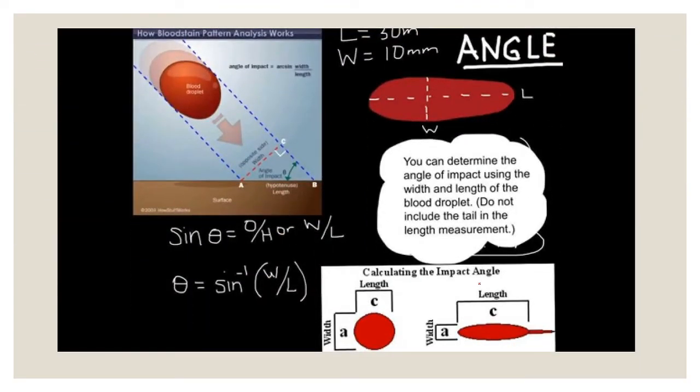And this is how we calculate the angle of impact of a spherical blood stain as well as an elongated blood stain. When we are calculating an elongated blood stain, we will not take the tail portion, you have to remember, and the formula is width by length. Sin theta is equal to width by length, and theta is equal to sin inverse of width by length. So like this we can identify the angle of impact of the particular blood stain.